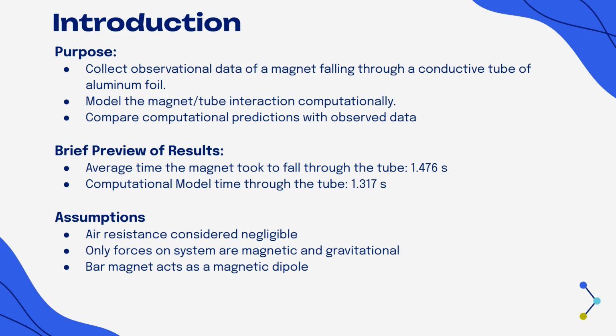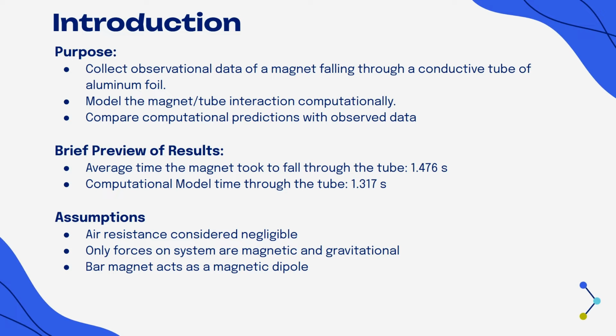So the purpose of this lab is to collect observational data of a magnet falling through a conductive tube of aluminum foil, model the magnet-tube interaction computationally, and compare computational predictions with observed data. As a preview of the results, the average time the magnet took to fall through the tube was 1.476 seconds, and the time for the computational model was 1.317 seconds.